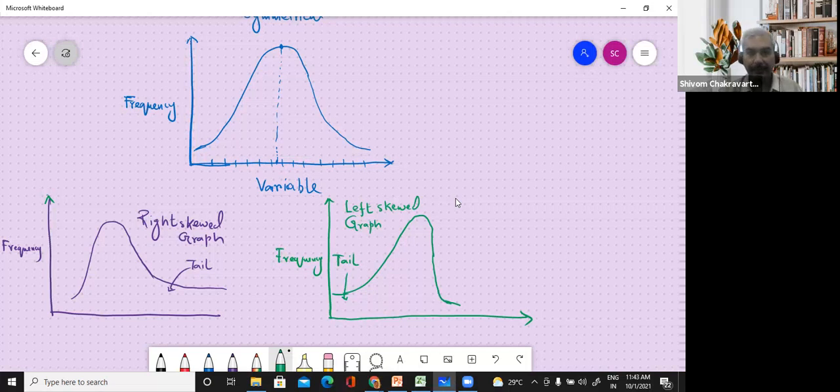This is a frequency distribution graph. All these are frequency distribution graphs. The first one is symmetrical. And the other two are not symmetrical. So the property of frequency distribution graph not being symmetrical is skewness. When it is not symmetrical, it is naturally inclined to one of the sides, either right side or left side. When the tail is towards the right, it is called right skewed graph. When the tail is towards the left, it is called left skewed graph.